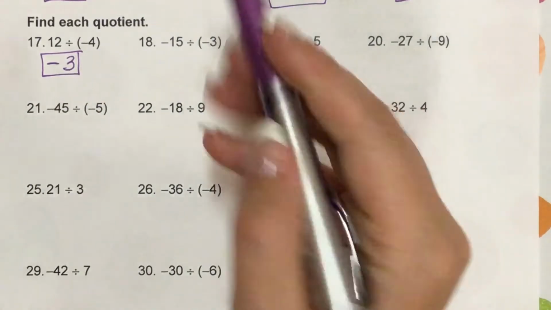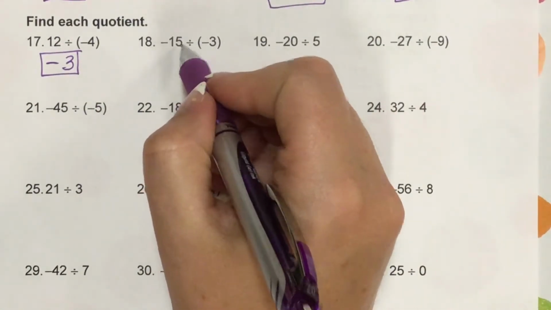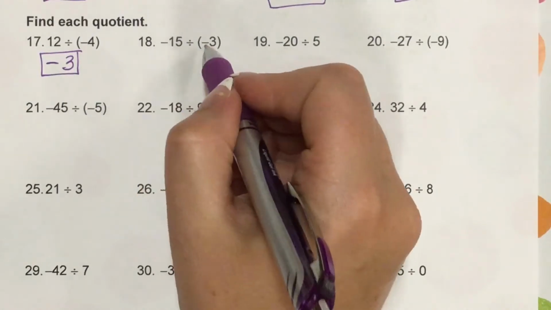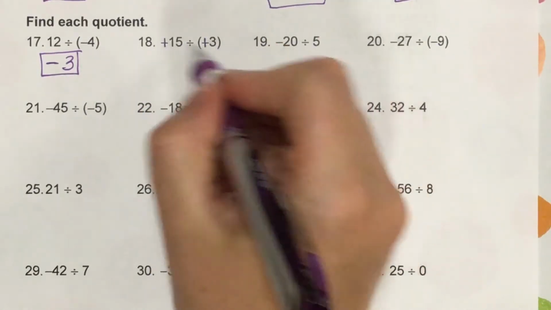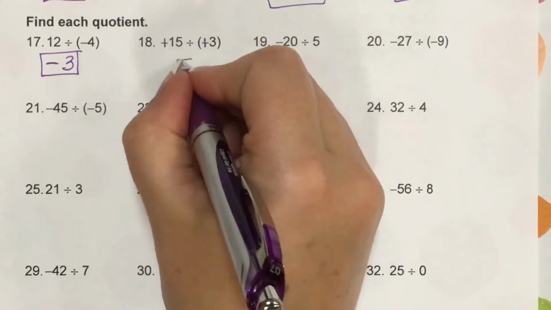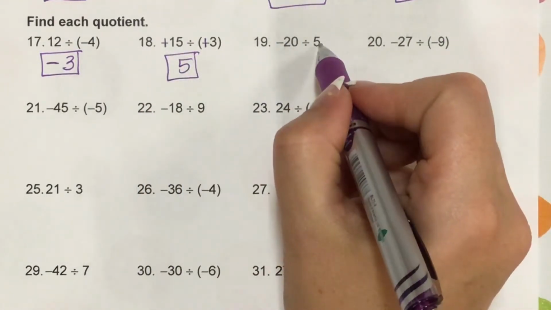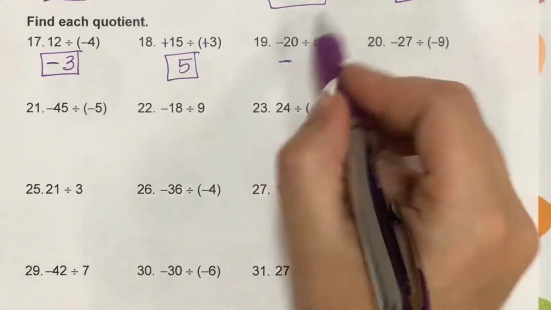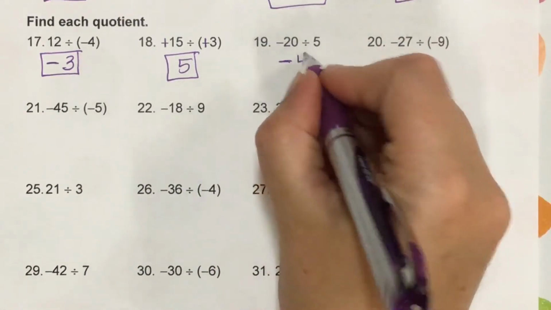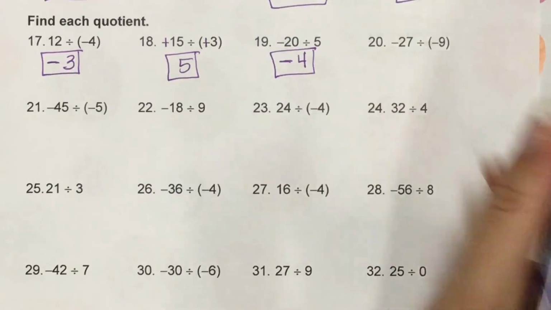Okay, moving on to number 18. So we have negative 15 divided by negative 3. So it's a negative divided by a negative, which means they're both going to be positive. 15 divided by 3 is 5. 19, we got a negative divided by a positive. That means our answer is going to be negative. 20 divided by 5 is 4. So the answer is negative 4.